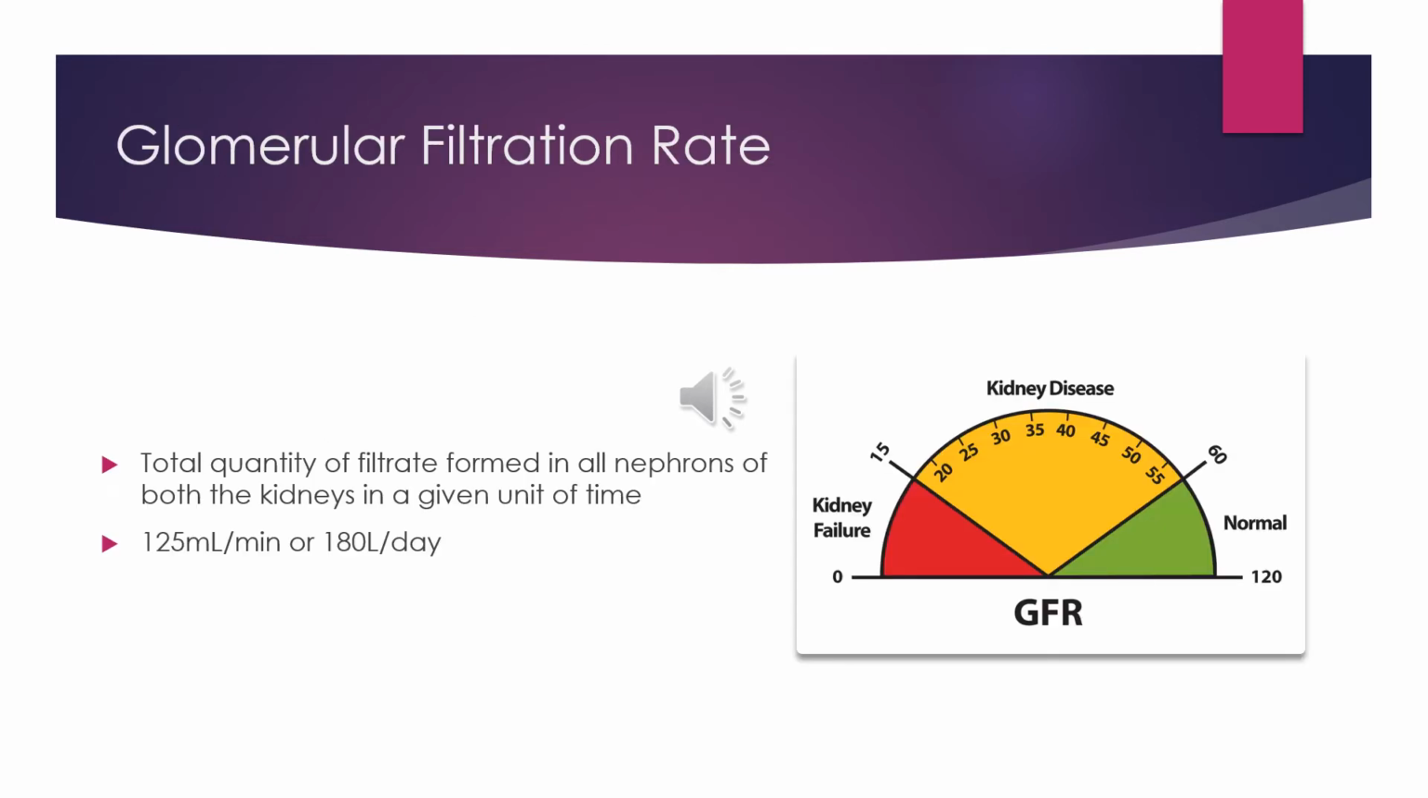Now, what is glomerular filtration rate? It is the amount of filtrate formed by the glomerular filtering membrane of both kidneys in a given unit of time. Normally, it is about 125 milliliters per minute or 180 liters per day. See, in the picture, if it is less than 15 milliliters per minute, it indicates kidney failure. And if it is between 15 to 60 milliliters per minute, it is suggestive of kidney disease, and the normal value lies between 60 to 120 milliliters per minute or 180 liters per day. Okay.